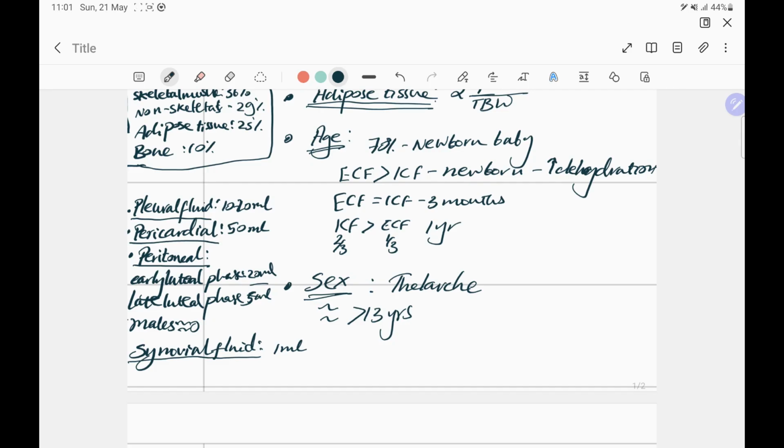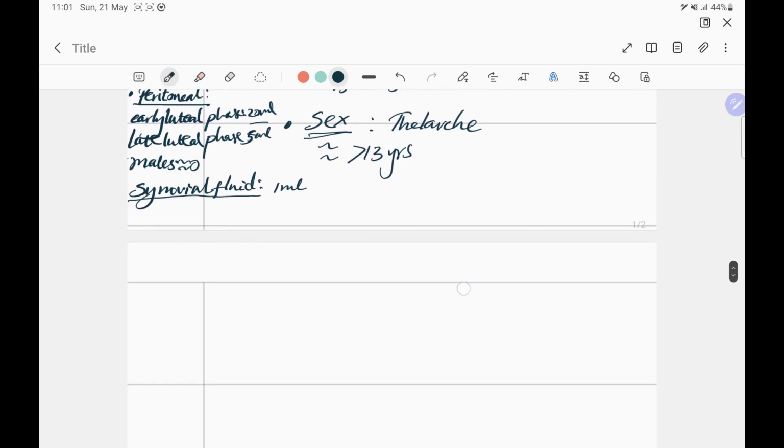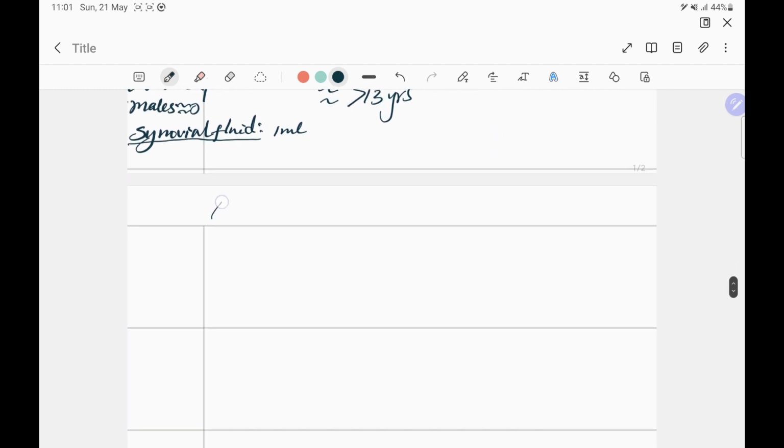And transcellular fluid is measured in a different way, not like how the other fluid compartments are measured. So we'll be discussing how to measure these fluid compartments now. So how do we measure these fluid compartments?